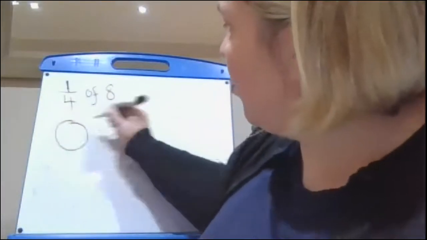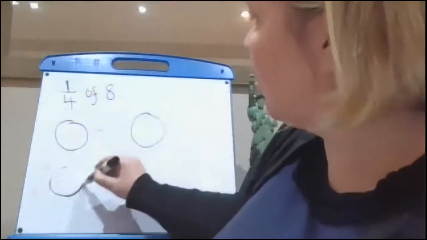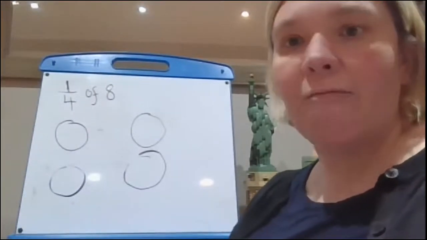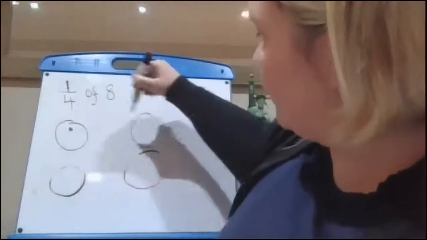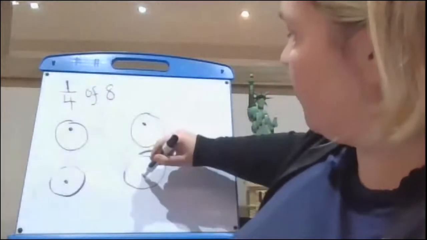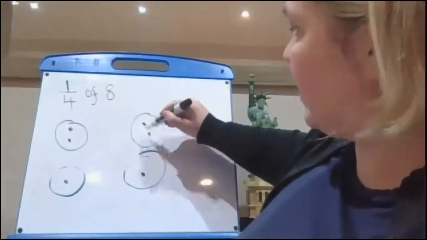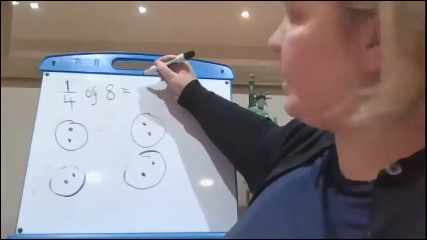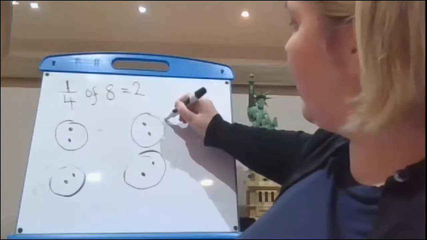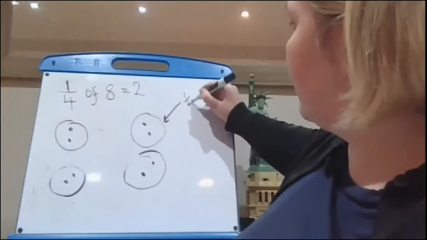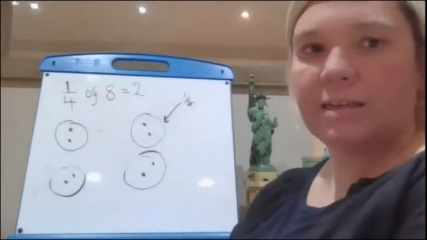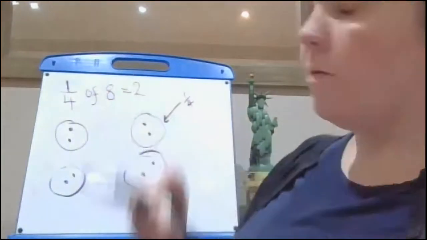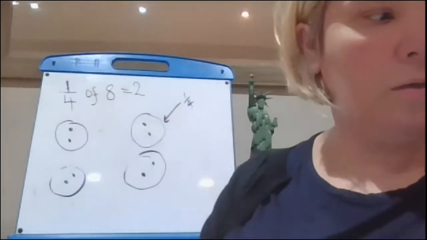groups. So 1, 2, 3, and 4, and then we are sharing 8. So 1, 2, 3, 4, 5, 6, 7, 8. So our answer, 1/4 of 8 equals 2, because we are looking at 1/4. Okay, 1/4 of 8 equals 2. Okay, we also know that our 2 lots of 4 make 8, so we can check our answers.